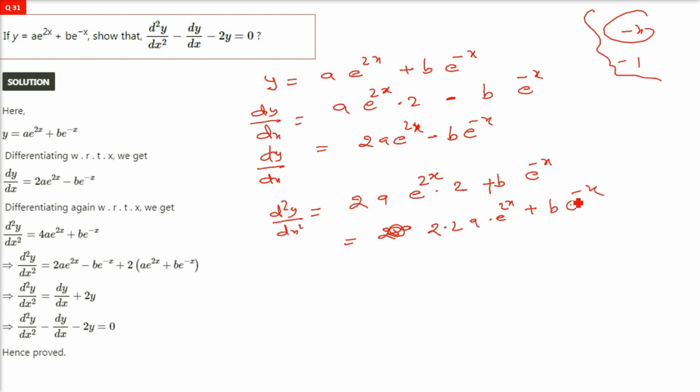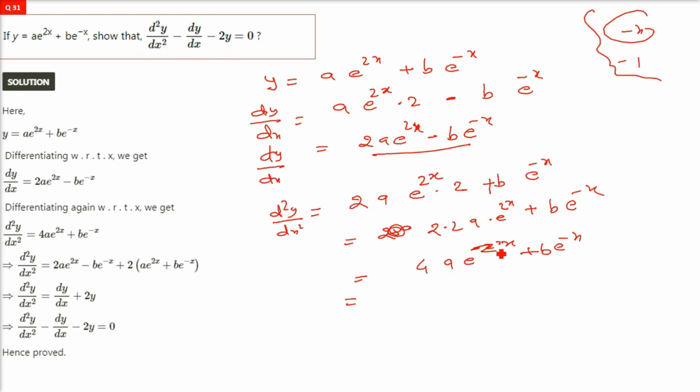But we need to get the equation which is being suggested here. Show that d2y by dx2 minus dy by dx minus 2y equals 0. That we have to prove. So dy by dx is this one. How can we introduce dy by dx into d2y by dx2? So we'll try to get to, let us write this directly, 4a e raised 2x plus b e raised minus x. But we have to get this. So how are we going to write?